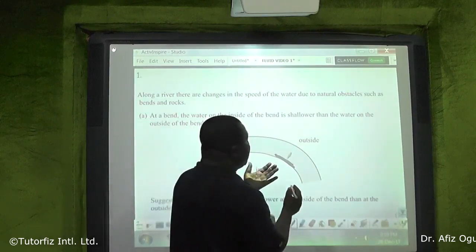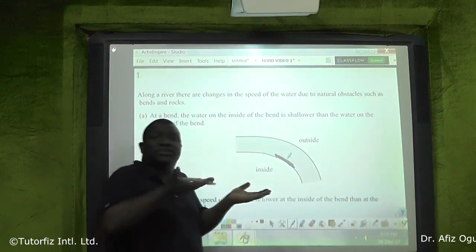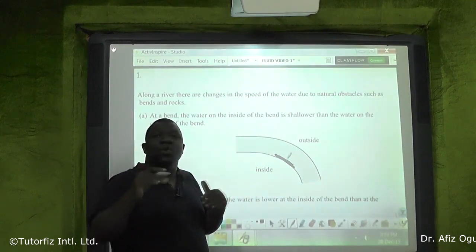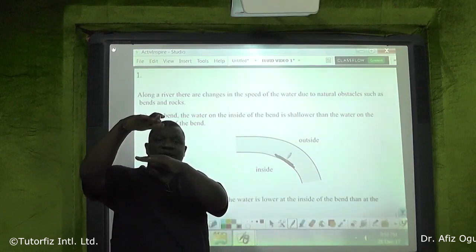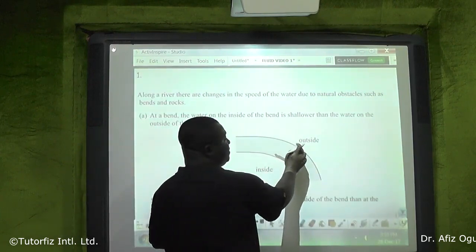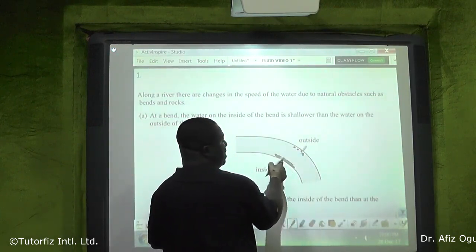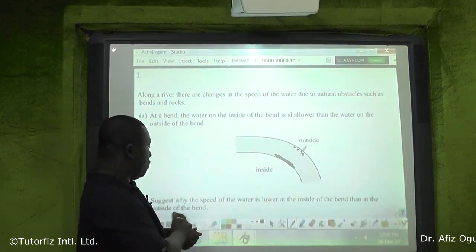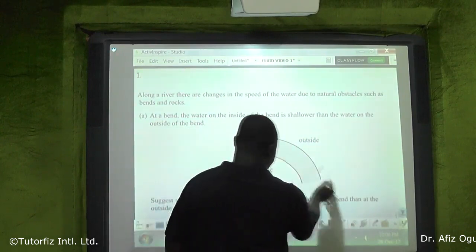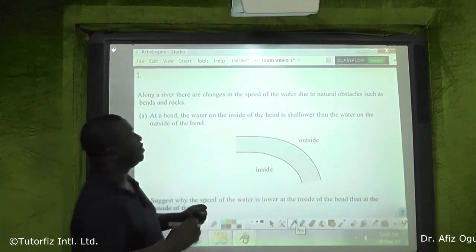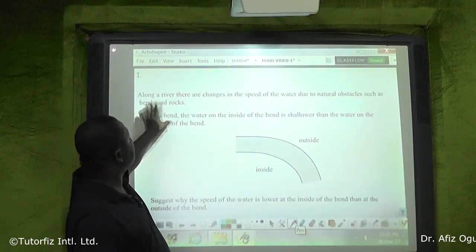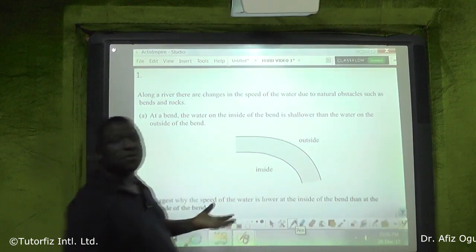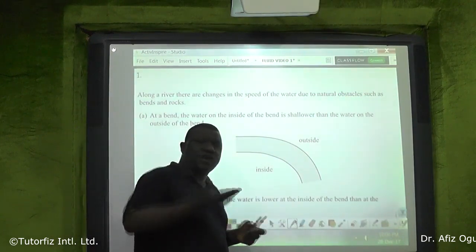Shallower means the base of the river is closer to the top. That means you have a smaller body of water here than here. This side is much deeper than the inside. That's what it's telling us of the bend. Now, what is the question here? Don't forget that it has told you that due to natural obstacles such as bends and rocks, you have shallower water. So if it is shallower, that means the base is closer upward.